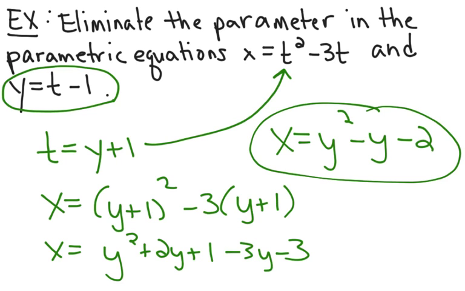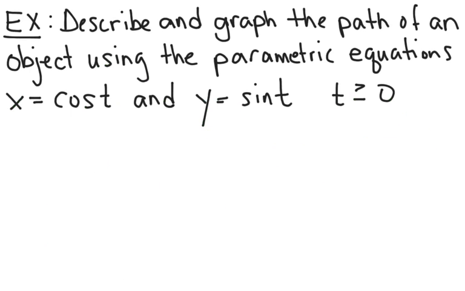And we had learned how to put it in vertex form so that we could determine the vertex and how it was graphed. But at least we know this is the rectangular coordinate version of the parametric equation. Now let's talk about circular motion. Now we're going to use some parametric equations using trig functions.